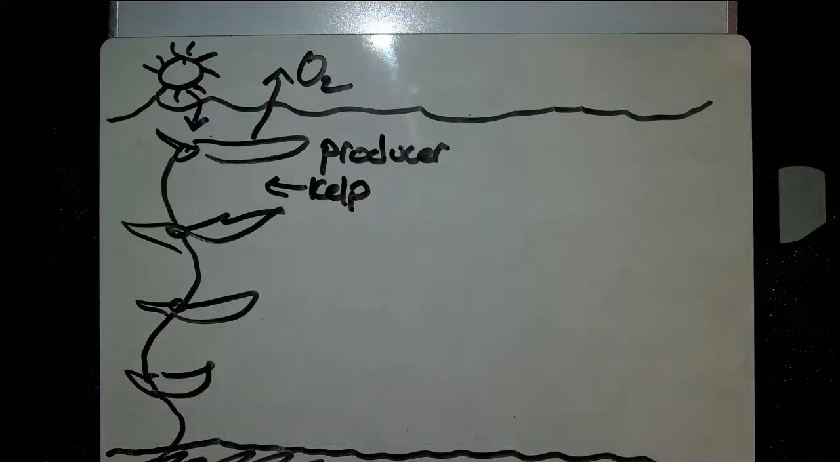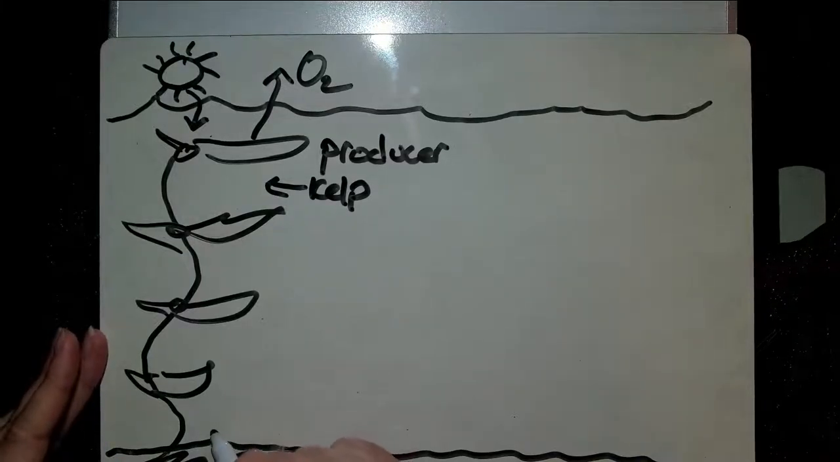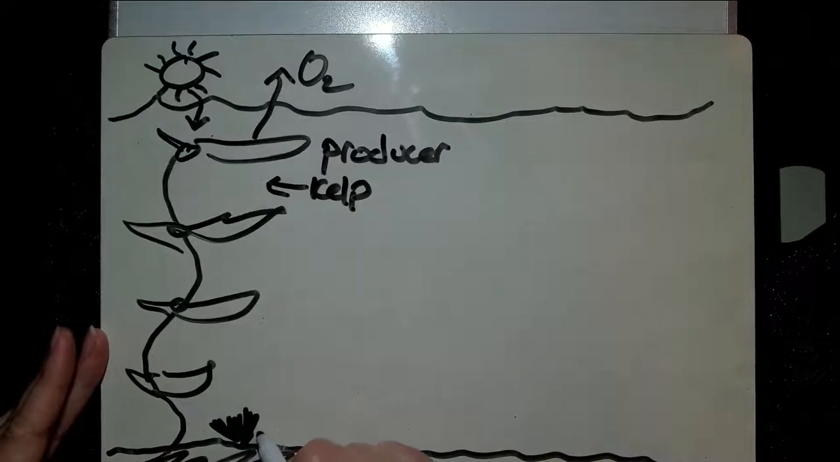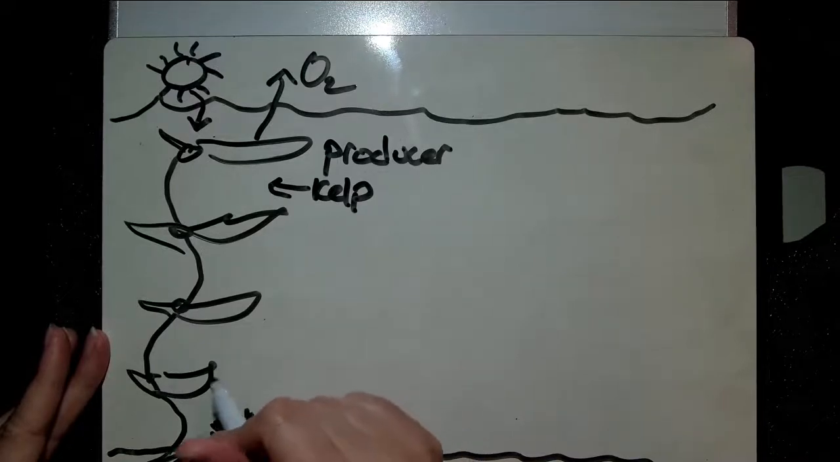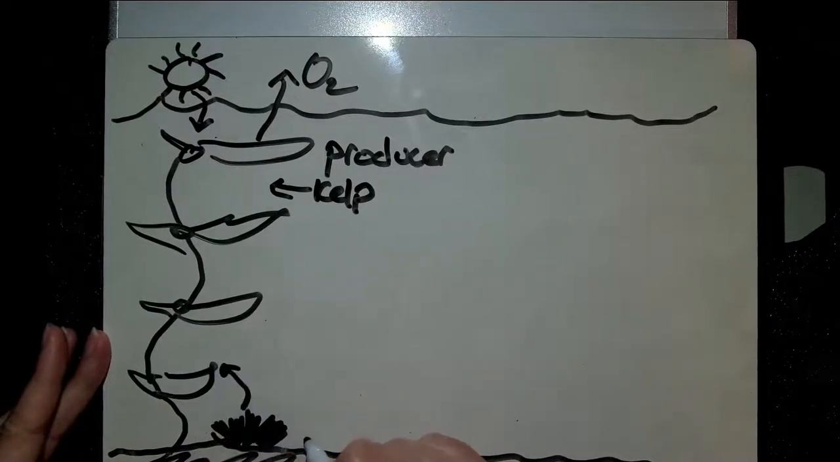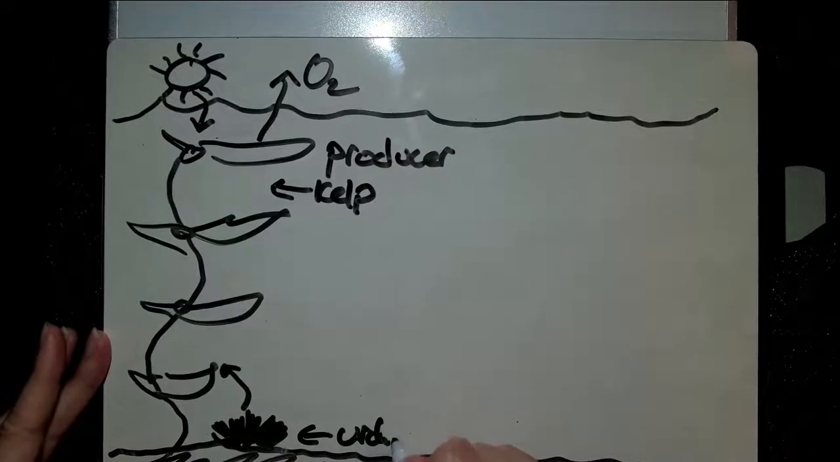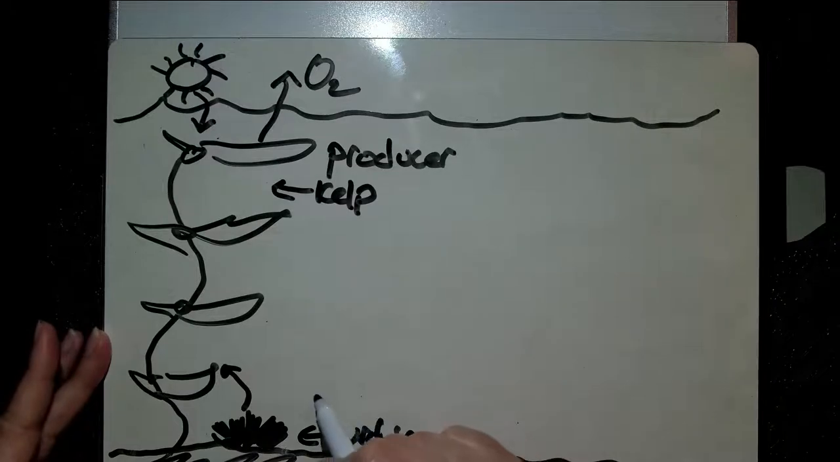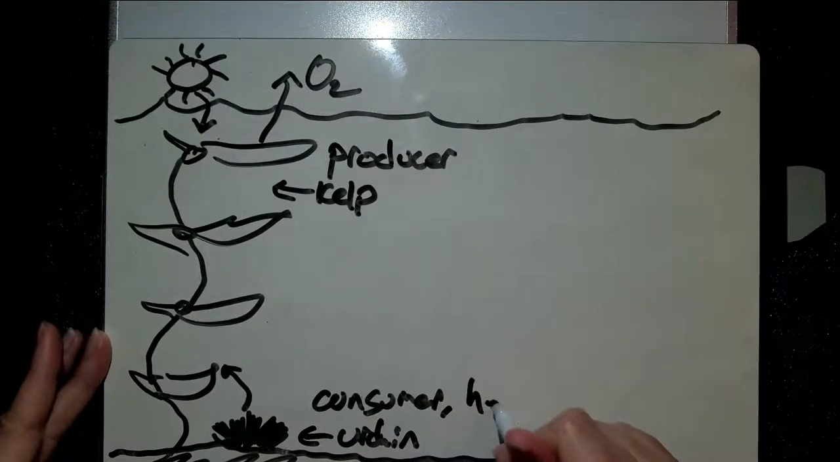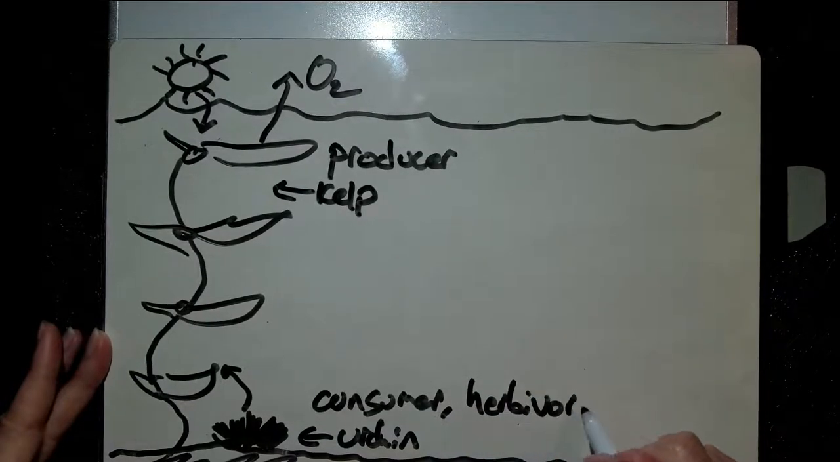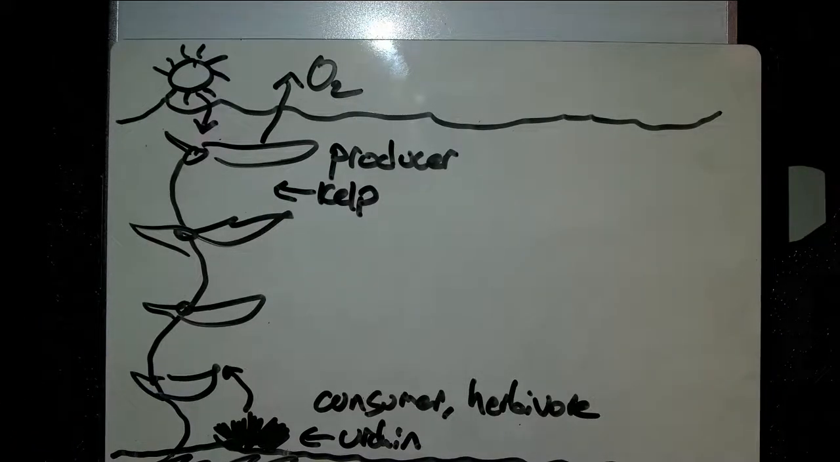Perfect. So one of the things that not only eats plant life, but also eats kelp itself, is a sea urchin. So I'm going to draw. Make sure you can't see that. Perfect. All right, I'm going to draw an urchin here, and an urchin is going to eat the kelp, and it's considered a consumer. It's also considered an herbivore, and an herbivore is something that likes to eat plants. So an urchin's gonna eat the kelp.